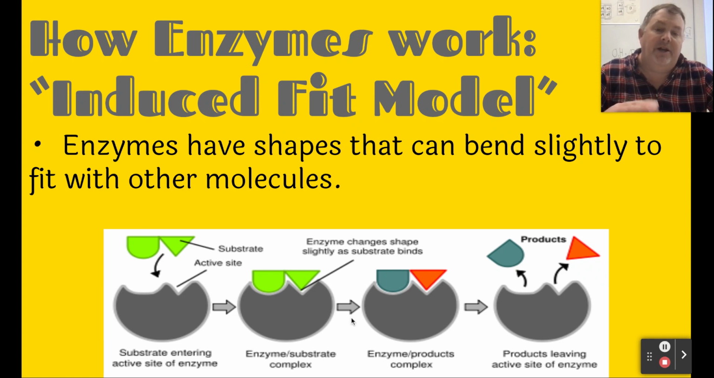So what we get is a new type of reaction. In this case, I even changed colors to indicate that this triangle and this semicircle have changed so much that we are going to separate those completely. So we get two products at the end, and you'll notice that the enzyme here is stationary.